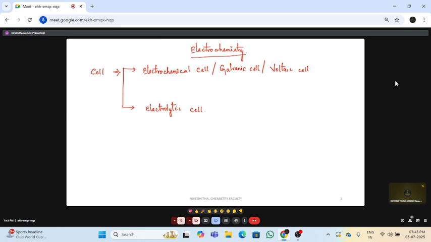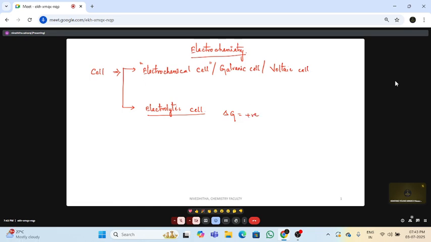In electrochemistry, the first 70% of the chapter is basically about the electrochemical cell, and in the last 30% we'll be discussing the electrolytic cell. If a chemical reaction is not happening by itself, then that is called a non-spontaneous reaction. For all non-spontaneous reactions, what will be the sign of delta G, the change in Gibbs free energy? For non-spontaneous reactions, the sign of delta G will be positive.